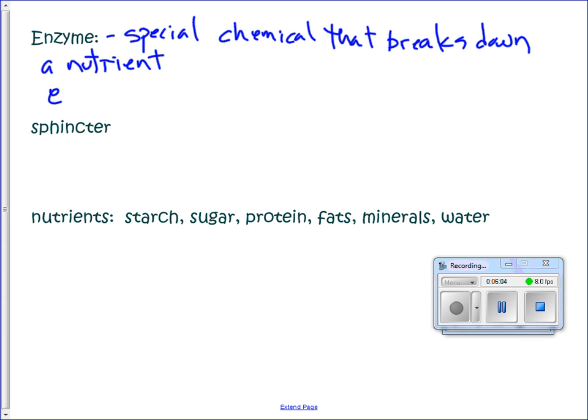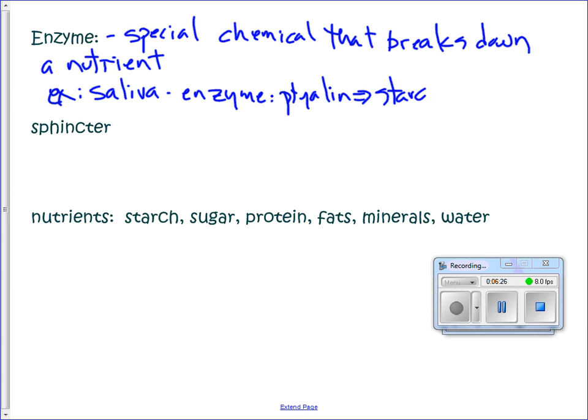So, for example, in your saliva, there is an enzyme called ptyalin, but you don't need to remember that. But there's a particular enzyme that breaks down starches. In your stomach, there is an enzyme called pepsin that breaks down proteins.